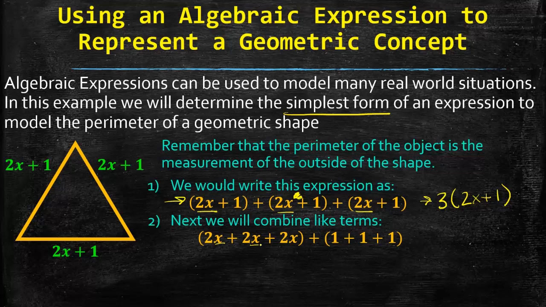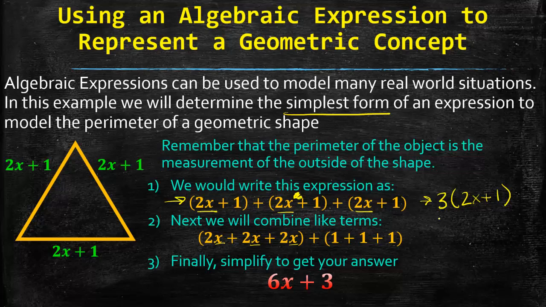We have an x, and an x without any exponent. So 2x plus 2x plus 2x, and then you have your constants, your numbers that don't have variables, 1, 1, and 1. So 2x plus 2x plus 2x plus 1 plus 1 plus 1, simplified, would be 6x plus 3.